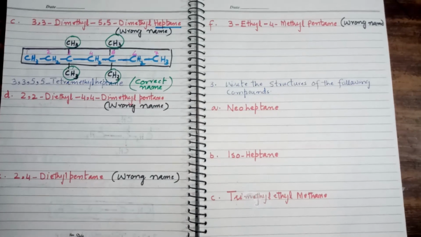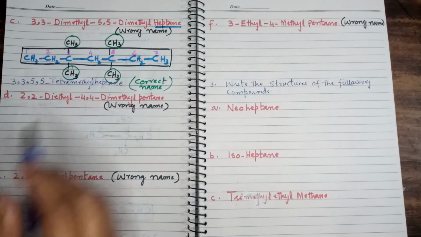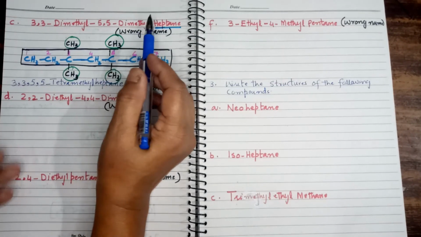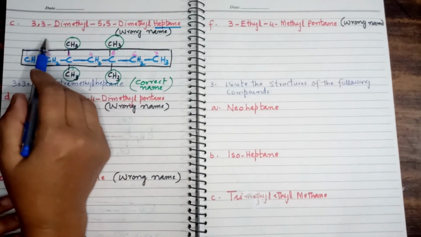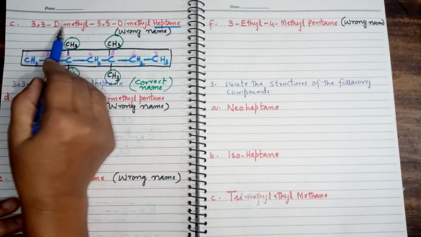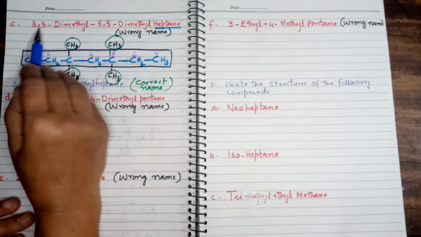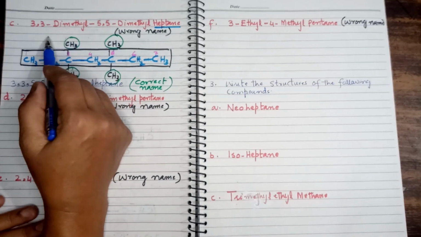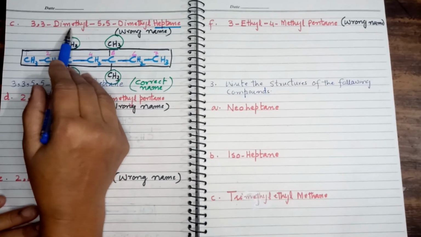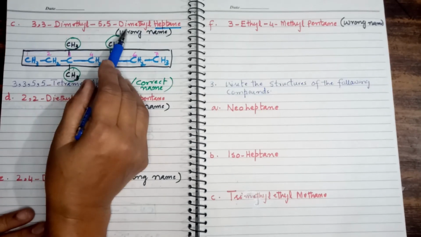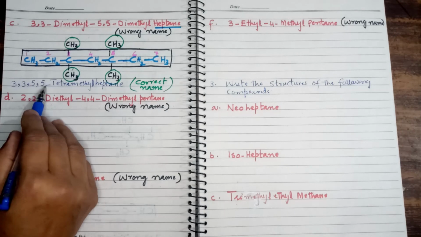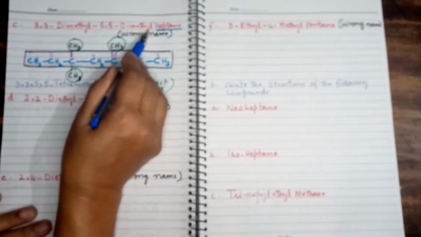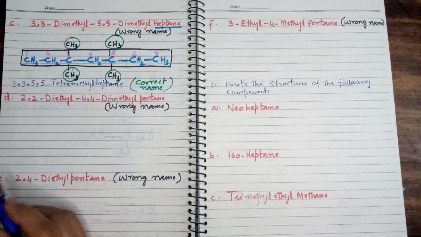Right, students? Now let me know what is the mistake in this name. Yes, here 3,3-dimethyl, 5,5-dimethyl, right? This is the mistake. Instead of writing dimethyl twice, we use the term tetramethyl. Since there are 4 methyl radicals, we use the term tetramethyl. First of all, we write the positions of all the methyl radicals and then we use the term tetramethyl. So this is the mistake here in this question. I hope this is clear.